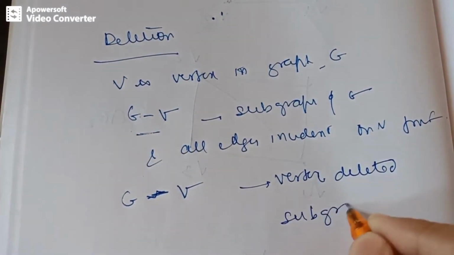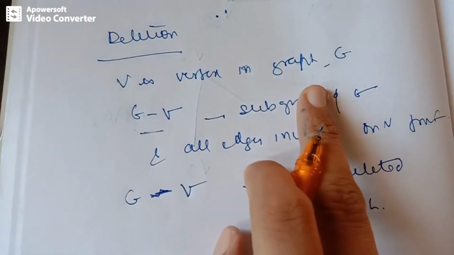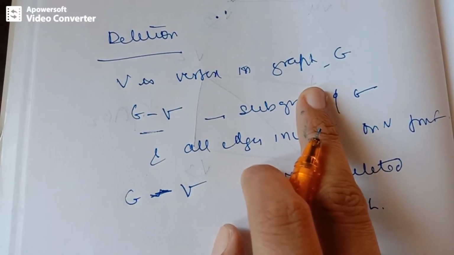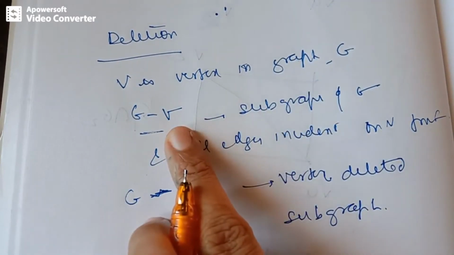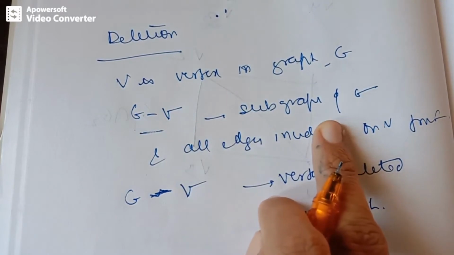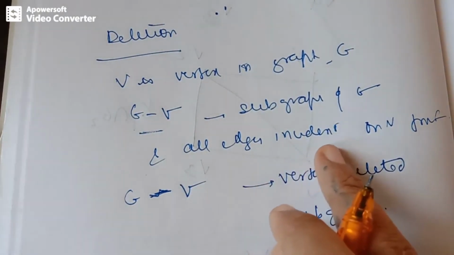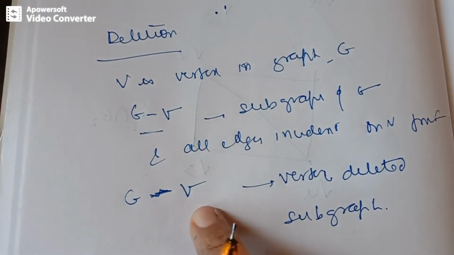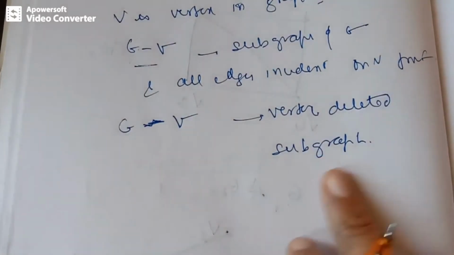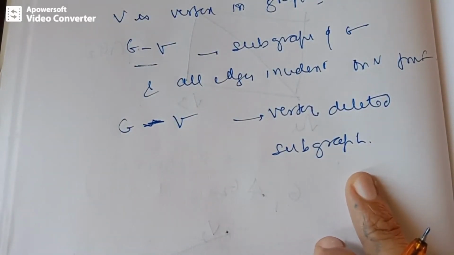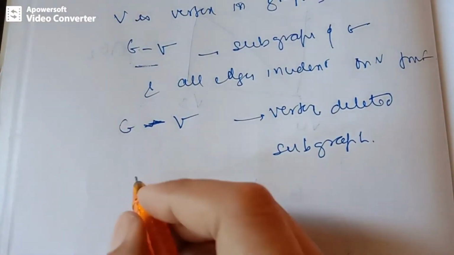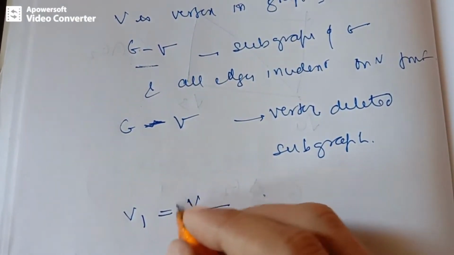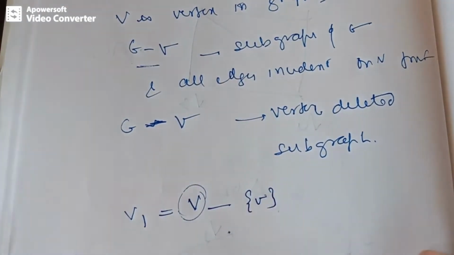Vertex deleted subgraph. So let me repeat. If V is a vertex in the graph G, and you are deleting a particular vertex, that denotes a subgraph of G obtained by deleting that vertex and all the edges incident on that vertex. Okay, then the subgraph G minus V obtained by that deletion of the vertex is called vertex deleted subgraph. Likewise, you also have, see, before that let's denote what is V1. V1 is the entire set of vertices minus deletion of that particular vertex.